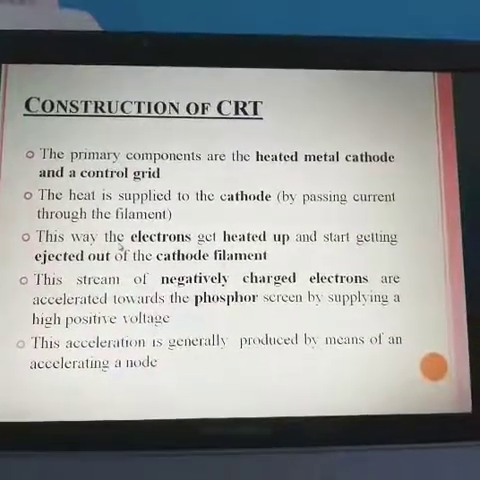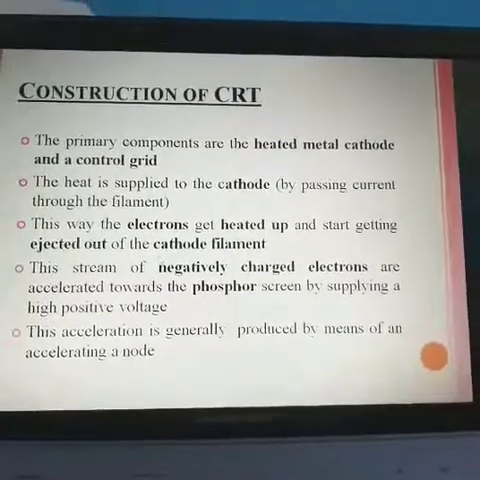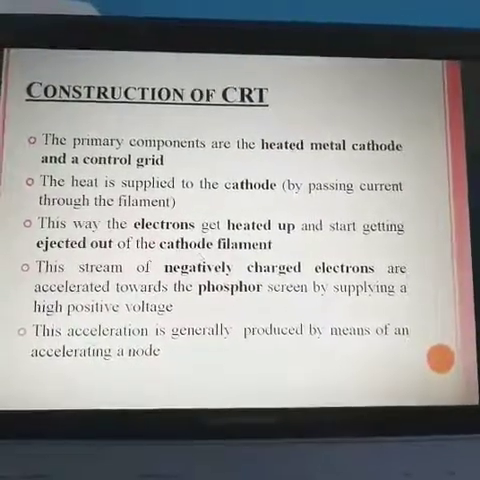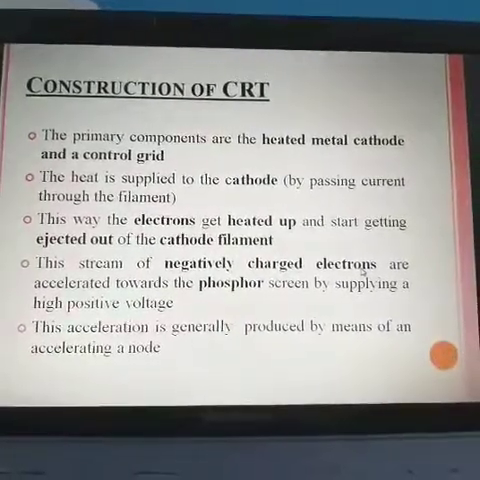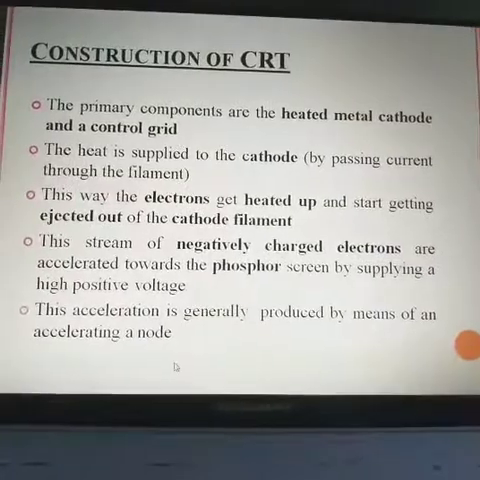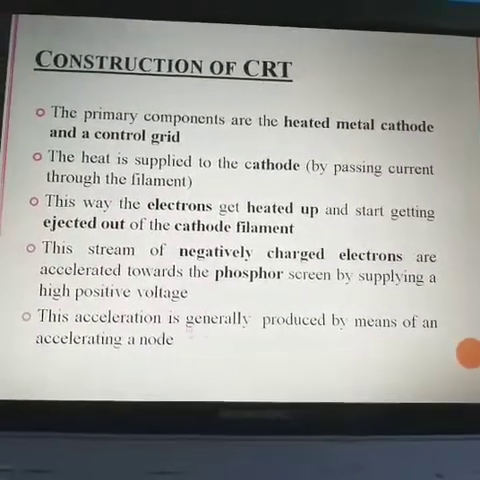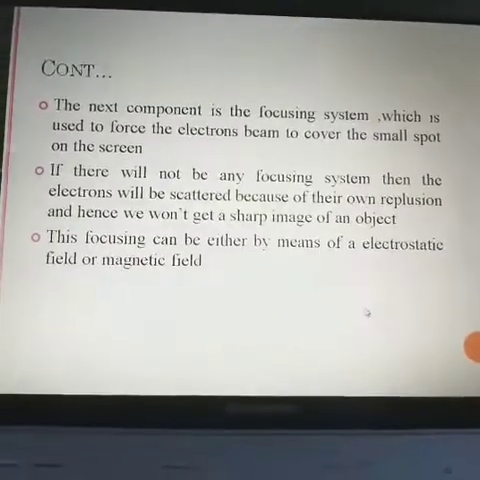So this way the electrons get heated up and start getting ejected out of the cathode filament. This stream of negatively charged electrons is accelerated toward the phosphor screen by supplying a high positive voltage. This acceleration is generally produced by means of an accelerating anode.